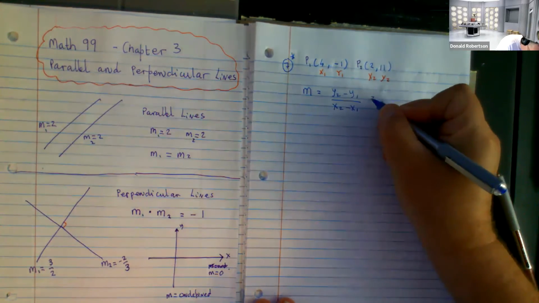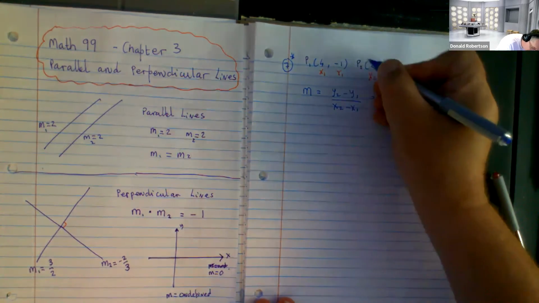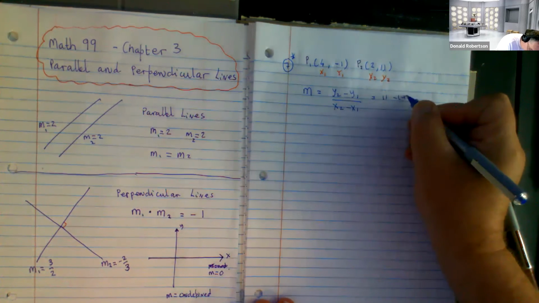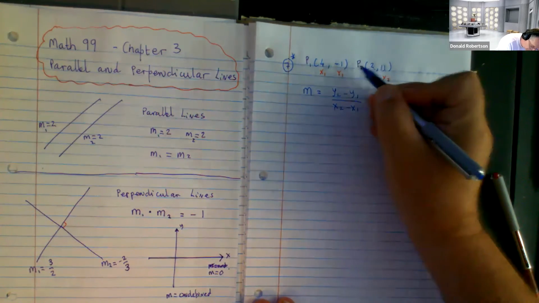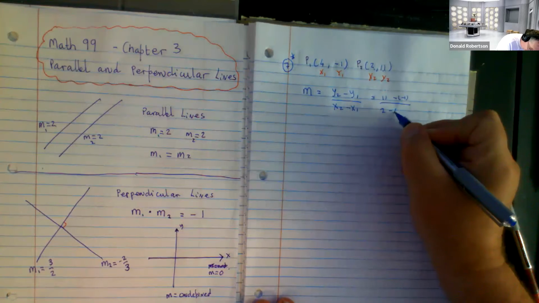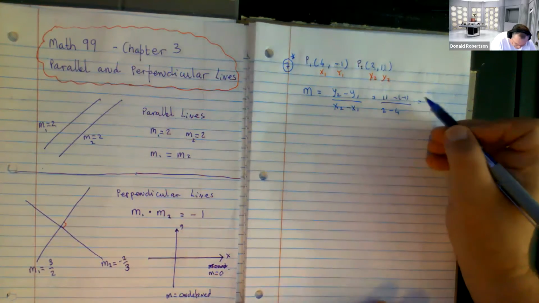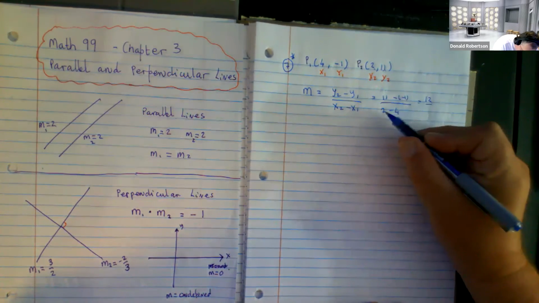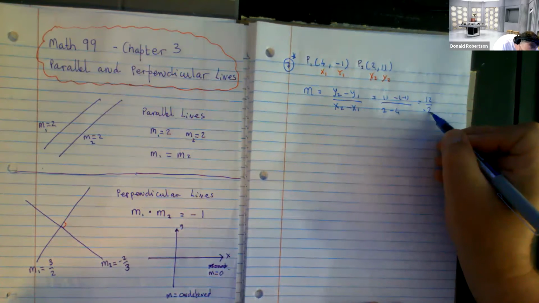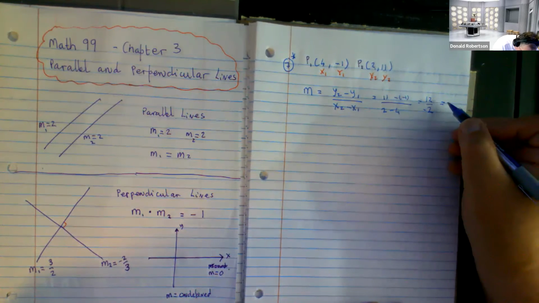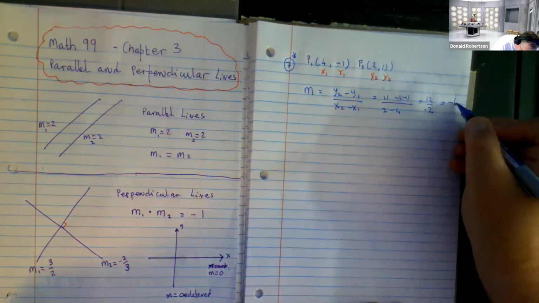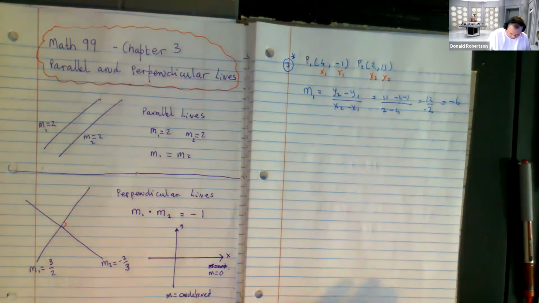So we now have 11 take away -1 and 2 take away 4. And 11 add 1 gets me 12, and 2 take away 4 gets me -2. So the slope of this line is going to be -6, and I'll call this one M1.